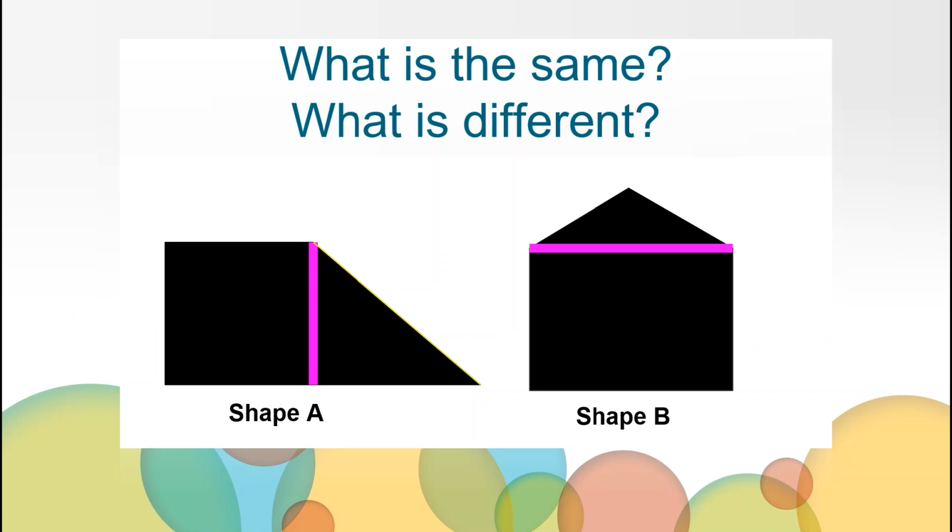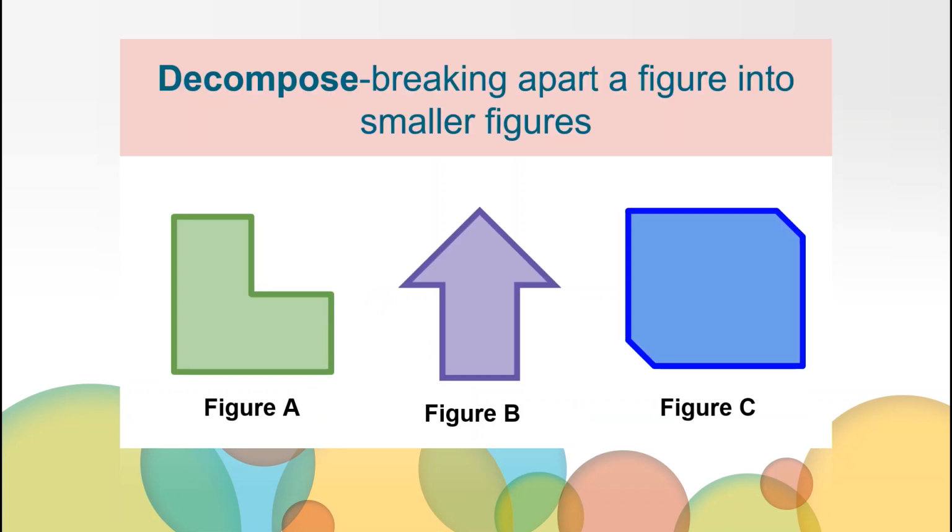Now let's look at what's different. Although both shapes can be broken into a triangle and quadrilateral, shape A is composed of a right triangle and a square, and shape B is composed of an obtuse triangle and a rectangle. Let's dive into what decompose means. When given one figure, you can draw lines to break it apart into smaller figures.